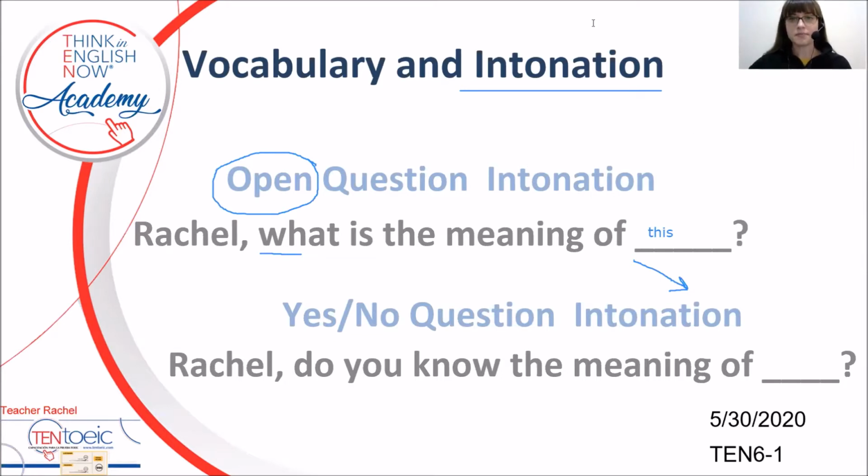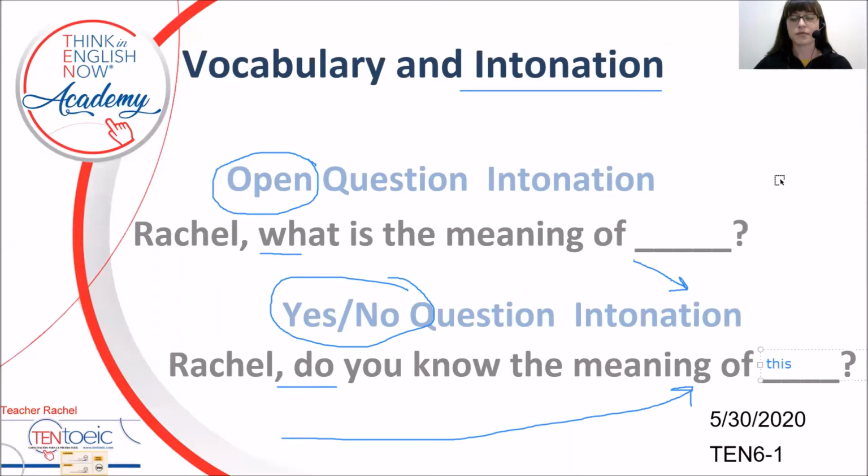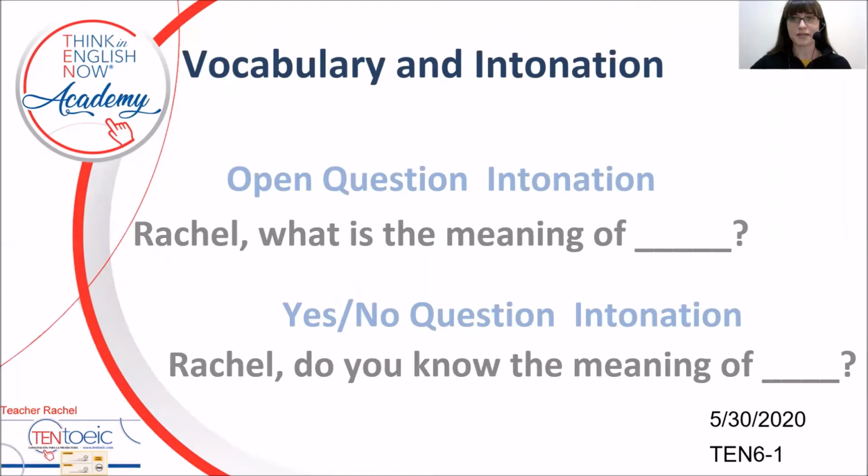Our next one is the yes or no question. And this starts with words like do or can. And this question, we just gradually go up as we ask the question. So let's practice. Rachel, do you know the meaning of this? Do you know the meaning of this? So we go up. All right, so let's look at our vocabulary words.